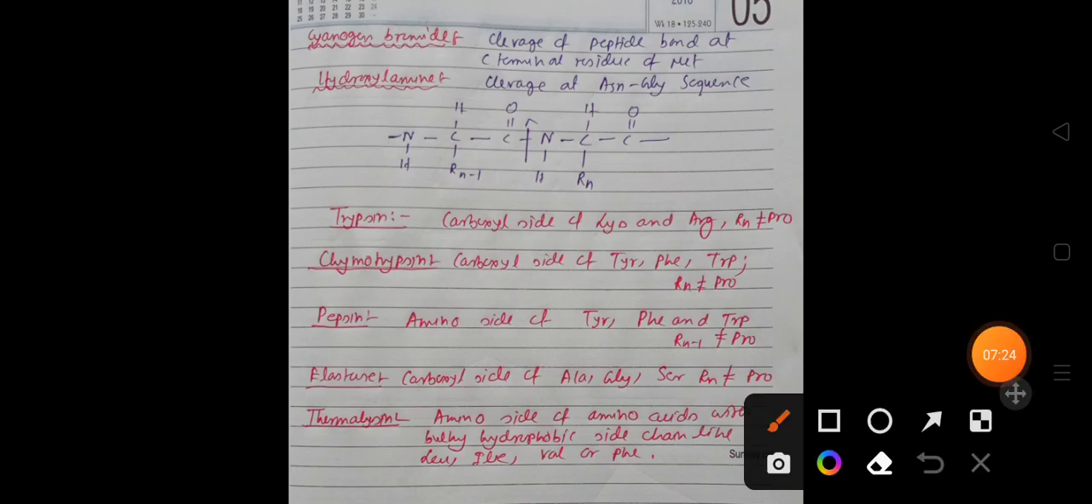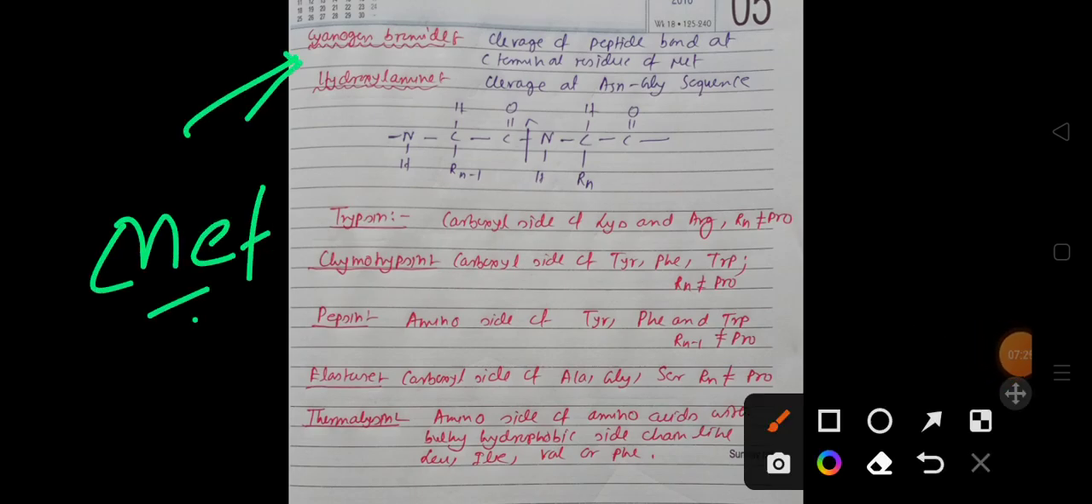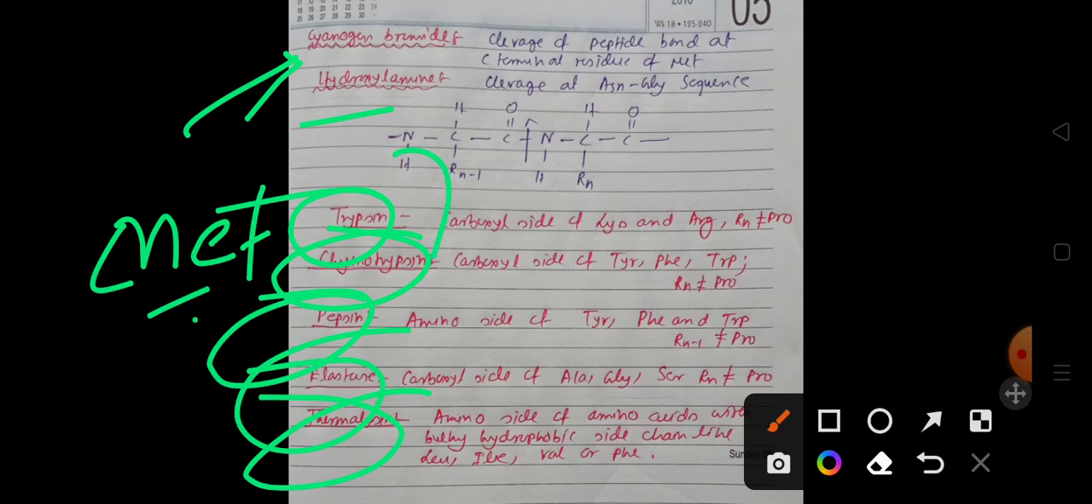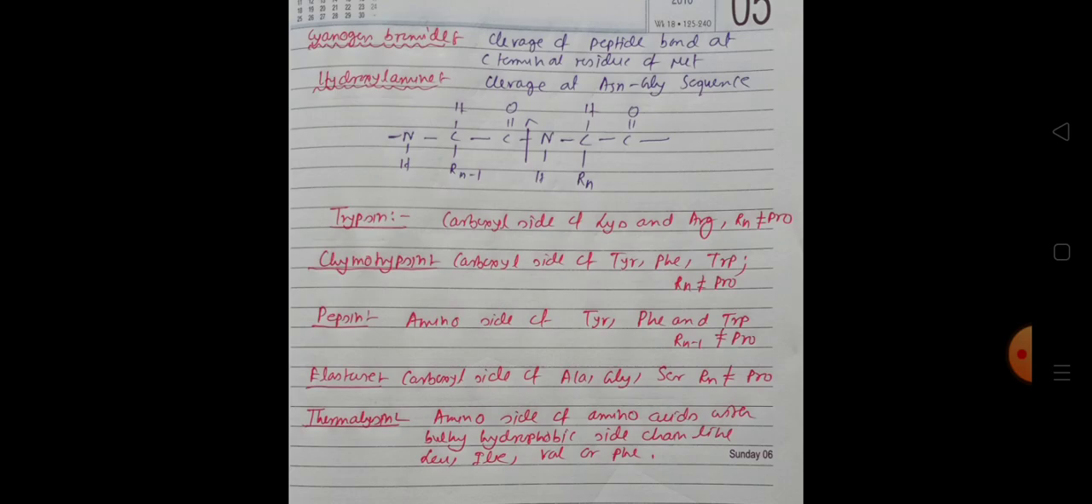And cyanogen bromide we have to remember, which will cleave after methionine, then hydroxylamine, trypsin, chymotrypsin, pepsin, elastase, thermolysin. So there are various types of these we will remember. So that is the idea of our specific cleavage of the peptide.